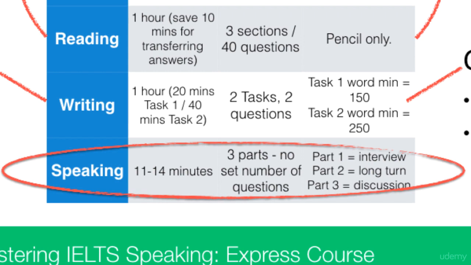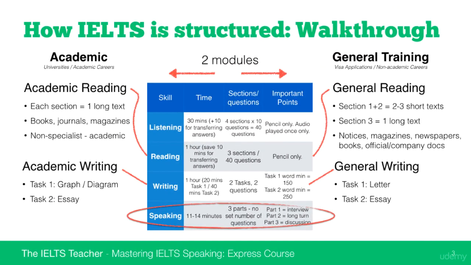Don't worry about each individual part. We're going to look at each individual part in the next lecture. You'll notice that the academic and the general training modules are quite different, but you don't really need to worry about this when it comes to the speaking. The differences are in the reading test and the writing test. Again, you can have a look at this on this page now. We're not going to go through it now because we're focusing on the speaking exam overall, but it is worth bearing in mind the differences between those two modules.